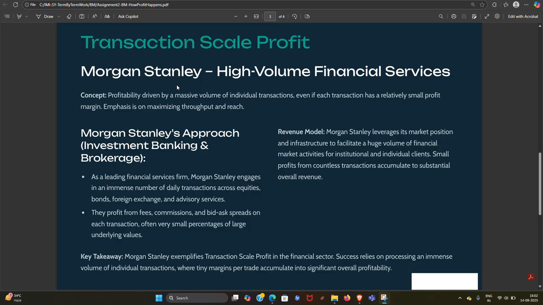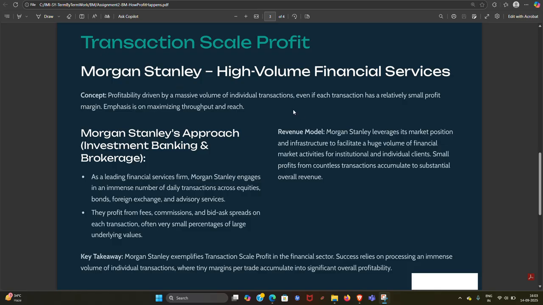So, as a leading financial services firm, Morgan Stanley engages in a number of daily transactions across a variety of financial instruments, and they profit from the fees and commissions on each transaction, which are often very small percentages, but the number of transactions in itself is so high that they end up making a profit.